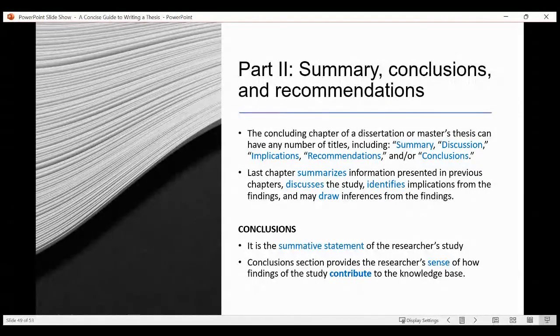In conclusion, the conclusion section provides the researcher's sense of how findings of the study contribute to the knowledge base of your study. So in this chapter, you need to summarize your study, discuss a little bit the study, and identify implications from your study.